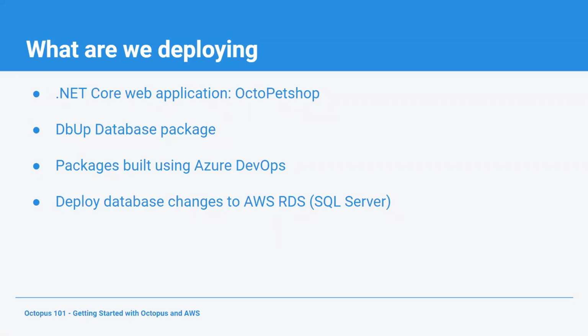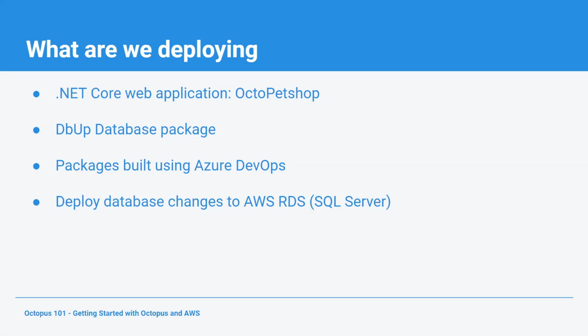We have a web front end, which is going to display a number of pets from a SQL database. We have a product service API that retrieves data from the SQL server. And we also have a DBUp database package. For anyone who doesn't know what DBUp is, it's a .NET library that helps you to deploy changes to SQL Server databases.